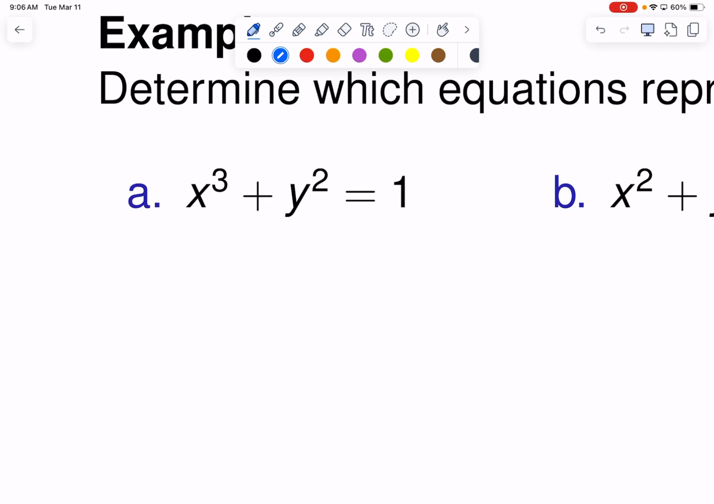Well, let's see if we can set this equal to y, and then I'm going to give you the tricks of the trade. Okay? So I'm going to solve for y. What would I do to solve for y here? Talk to me, Goose. Subtract x cubed. Can I do that in my head, or do I have to show that? Okay, so y squared is equal to 1 minus x cubed. Now what do you do? Square root of both sides.